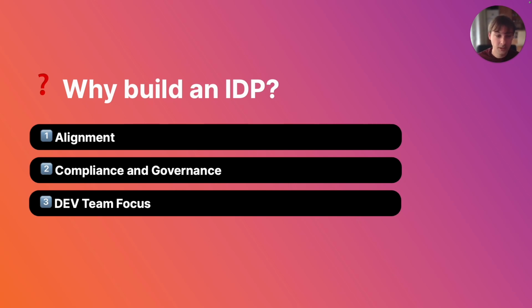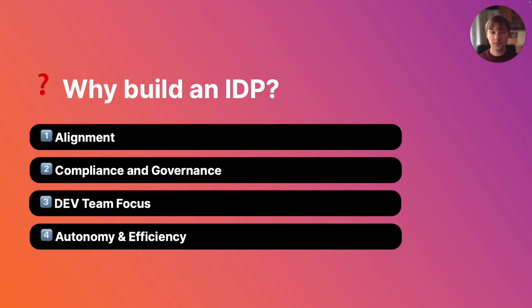And for the dev team focus, this basically means that what happens is we automatically provision resources, we apply default templates, we allocate resources, and developers then spend just minutes on establishing their infrastructure needs, which basically means that the development team can then focus on developing the actual product. And the fourth one is autonomy and efficiency.